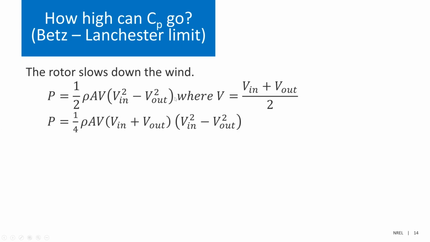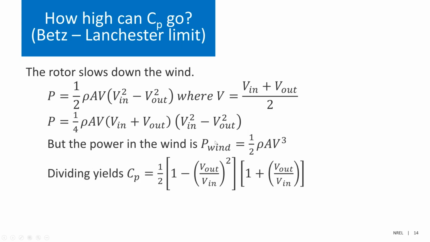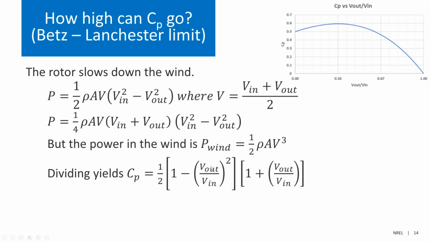You can simplify this equation by substituting and putting this 2 with that 2 and getting 1/4. But don't forget, the power in the wind is 1/2 rho A V cubed. Remember, we derived that earlier. Well, if you divide these two and simplify, you can get this equation for C sub P. And that, if you plot it up versus V out over V in, looks like this.